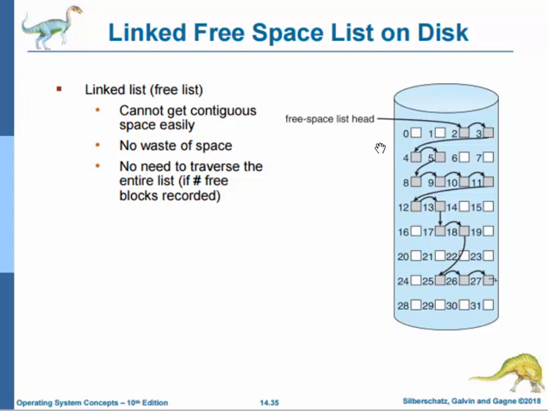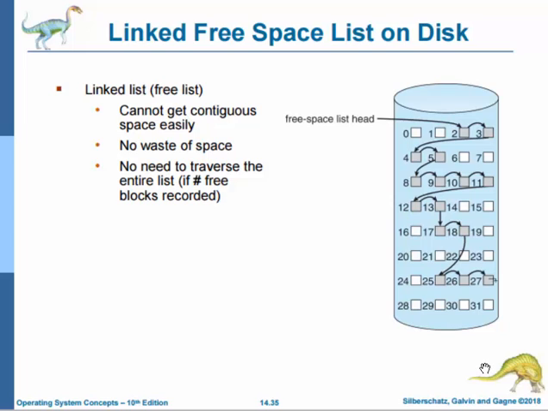So in this example, we have a free space list head with the blocks 2, 3, 4, 5, 8, 9, 10, 11, 12, 13, and then 17, 18, 25, 26, and 27 were free, and the rest of the blocks were all allocated. So in this situation, we would keep a pointer to block 2 as the first free block. And block 2 would contain a pointer to block 3, which would point to block 4, which would point to block 5, which would point to block 8, and so on.